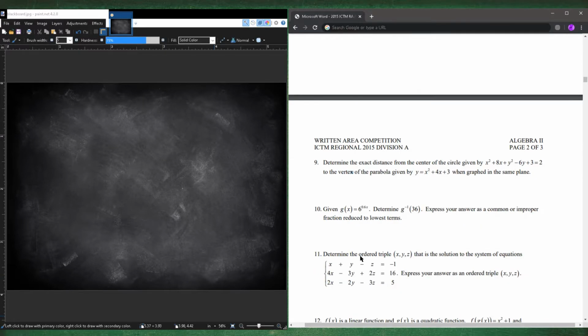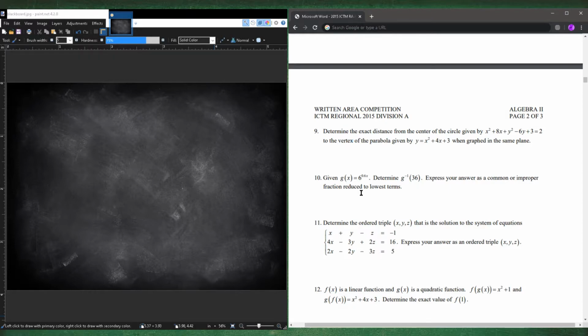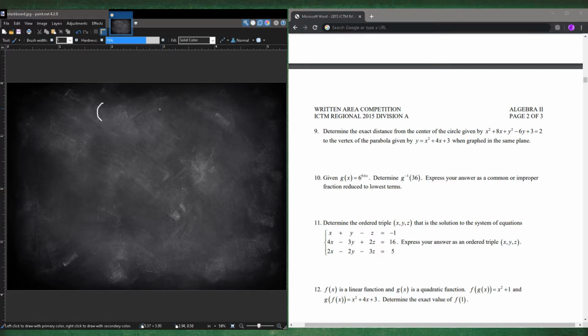Okay, if you have to do it by hand. You have your calculator, just plug in everything in your calculator. Determine the exact distance from the center of the circle given by this to the vertex of this. So you don't have to solve for what the center of the circle is. All you need to know is that you have to find the x and the y.